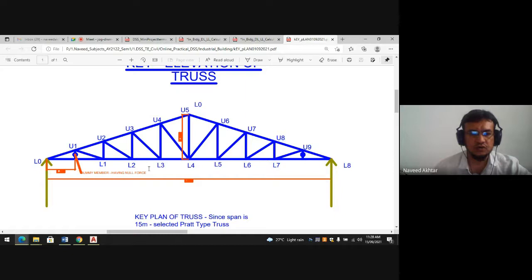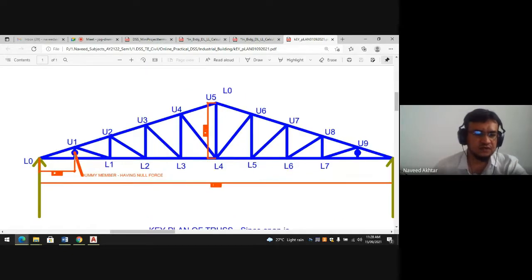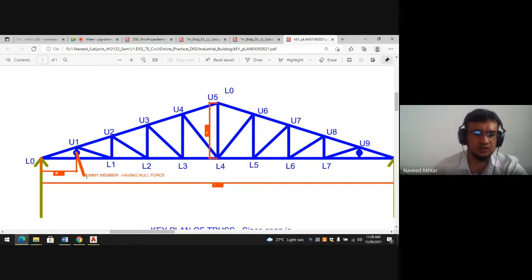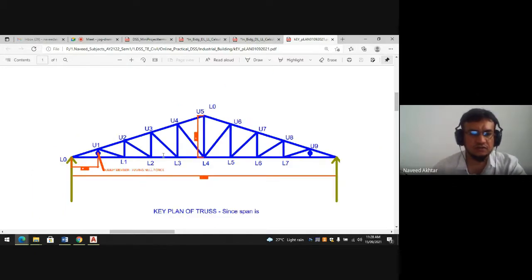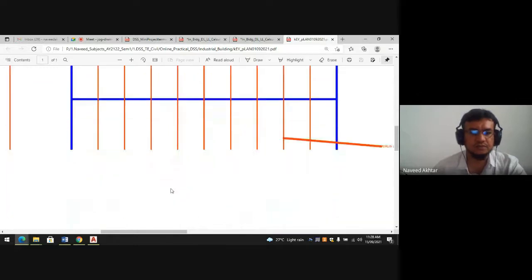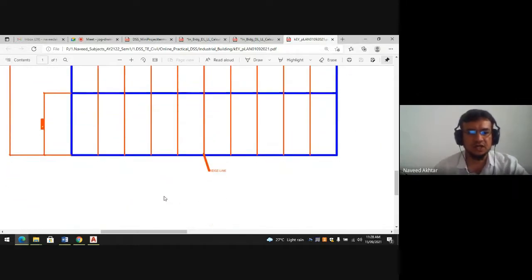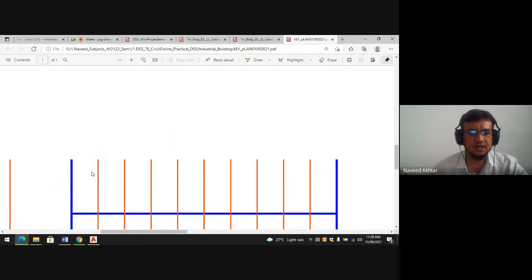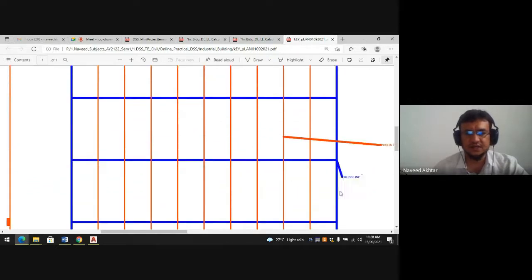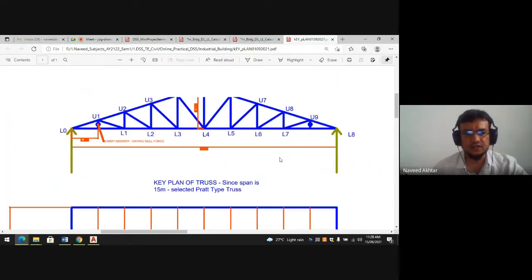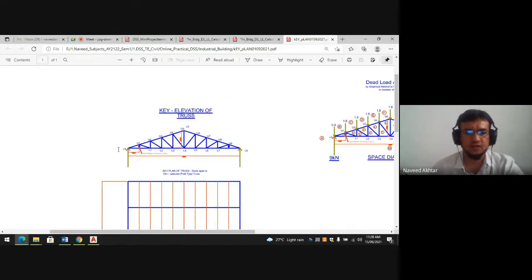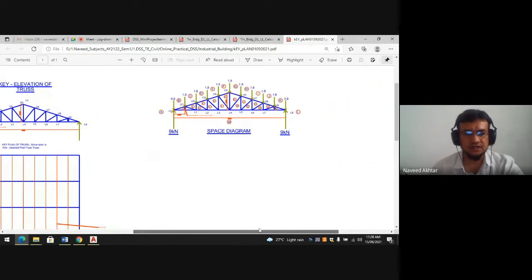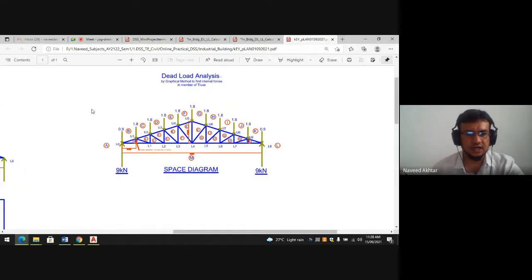You have to write this down. Here, the first member having zero load is called a dummy member, so we are not considering this type of member in a Fink type of truss. This is the ridge line, the end line at the end, and this is the purlin. So this is the key plan of the truss.